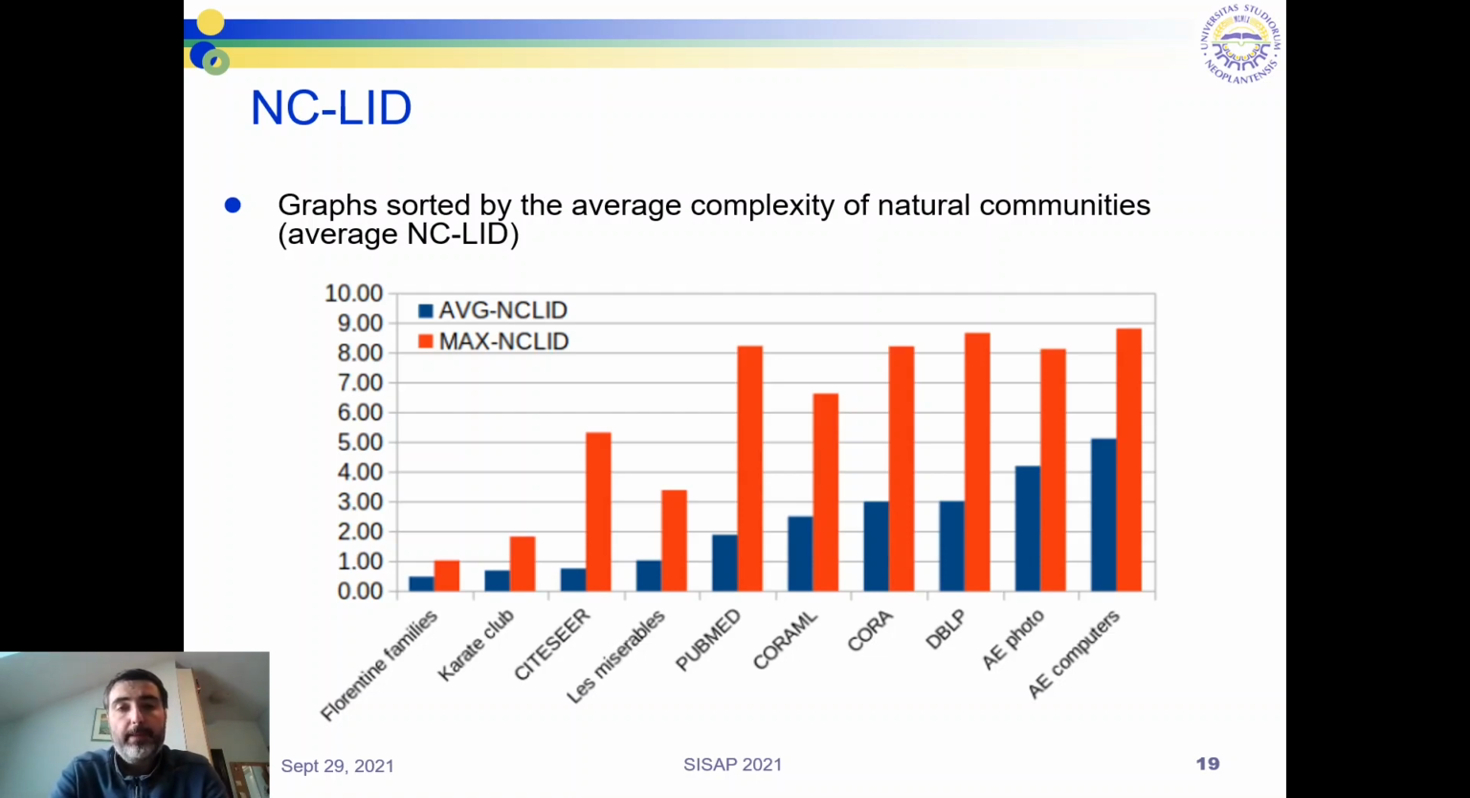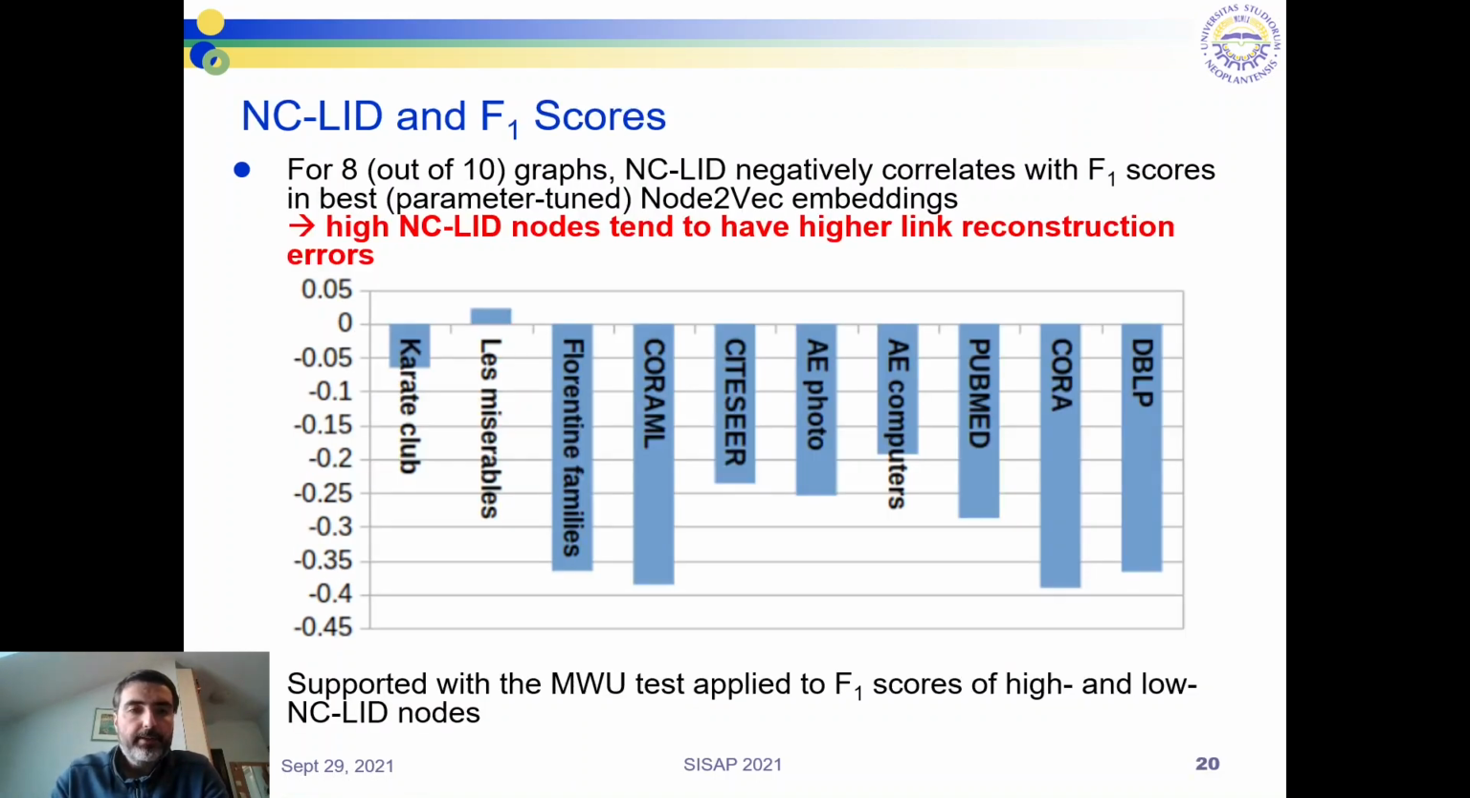And when we compute NCLID for all the nodes in all the datasets and plot the average and maximal NCLID for each dataset, we get this picture where we see that there are datasets where these numbers are not so high, and then there are datasets with the higher numbers, almost 9, which you can consider moderately high dimensional. Now, if you remember, we had this hypothesis, which we said we will support. So here's the support.